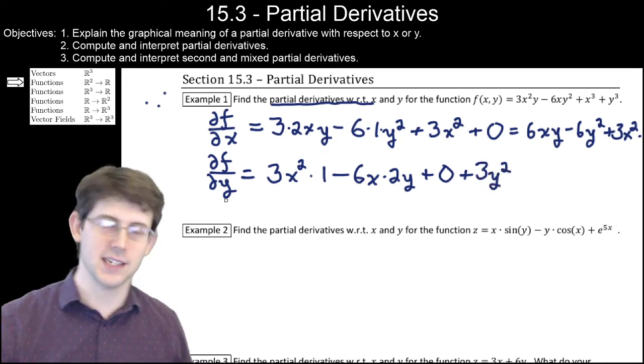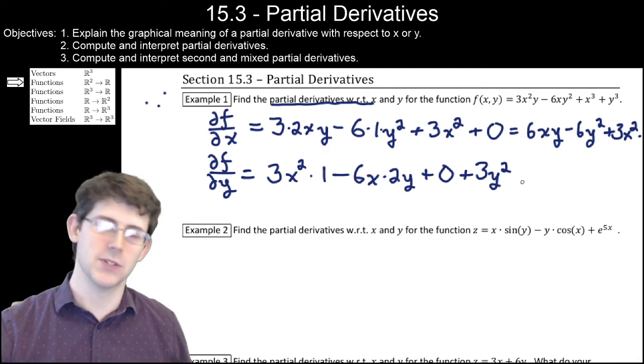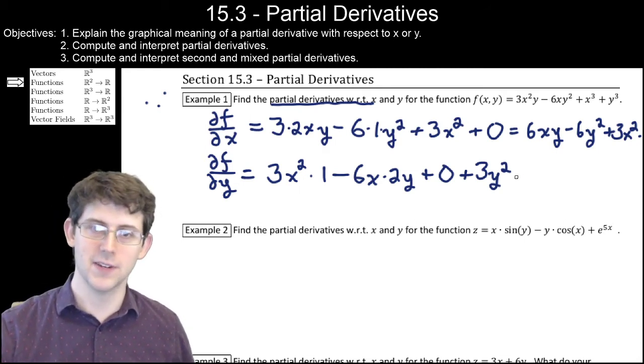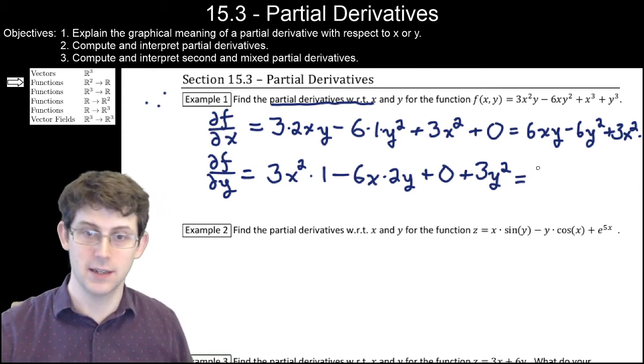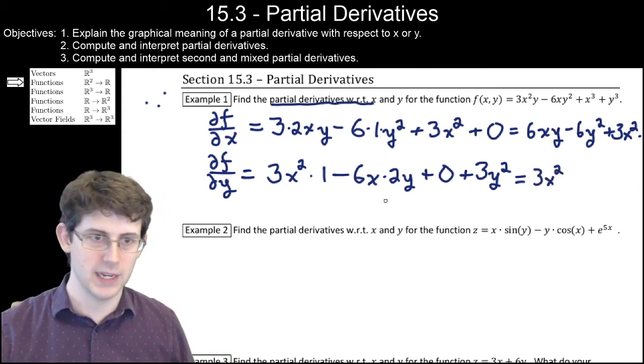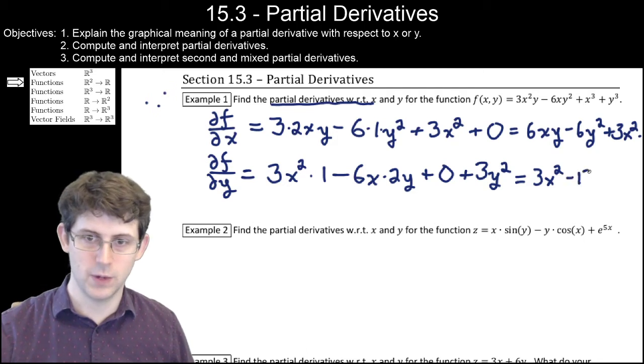Notice how the only difference is, we're still using the same power rule and we'll use all the other derivative rules that we've used forever, but the difference is which one is a constant and which one is changing. So my answer here is 3x squared minus 12xy plus 3y squared.